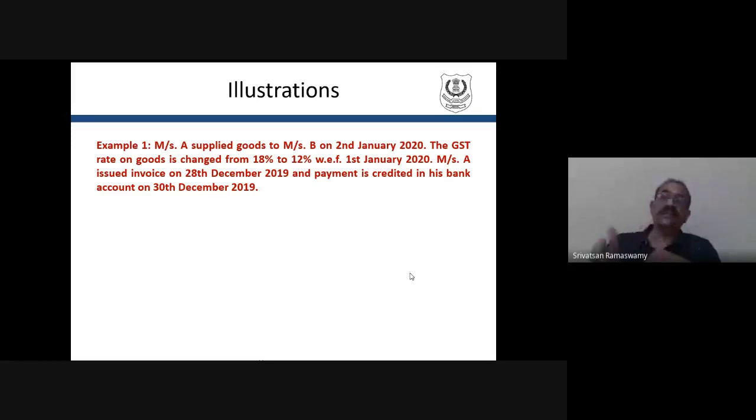Does it mean that I should adopt 12% or 18%? I cannot jump to a conclusion. I have to now see whether I have issued any invoice or received any payment prior to the supply of goods.